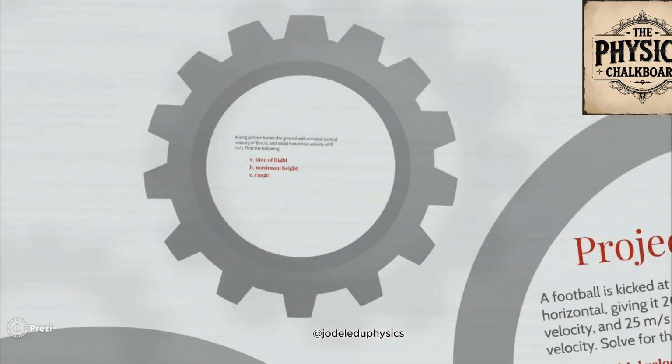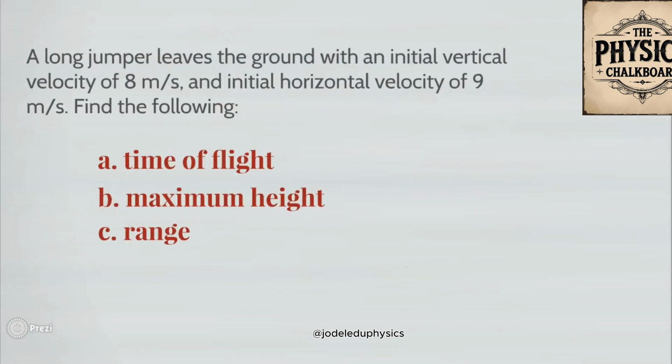This one is for you to try. Take a screenshot of this problem and solve it on your own. The problem states, a long jumper leaves the ground with an initial vertical velocity of 8 meters per second and initial horizontal velocity of 9 meters per second. Find the following: time of flight, maximum height, and finally, the range.